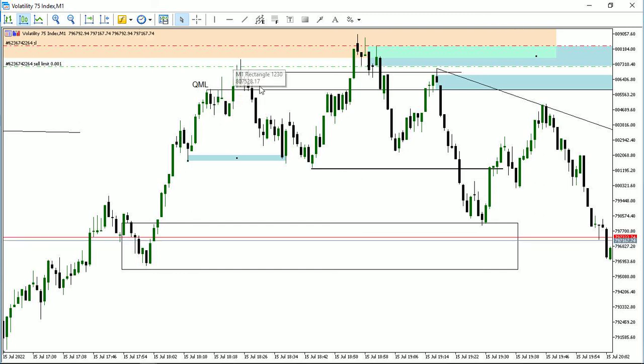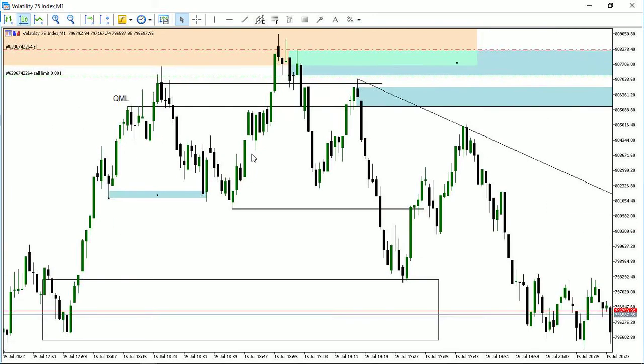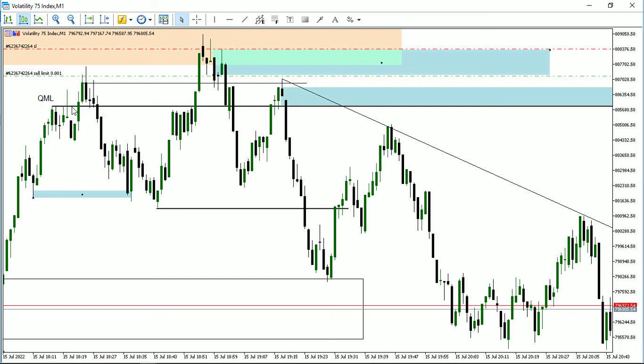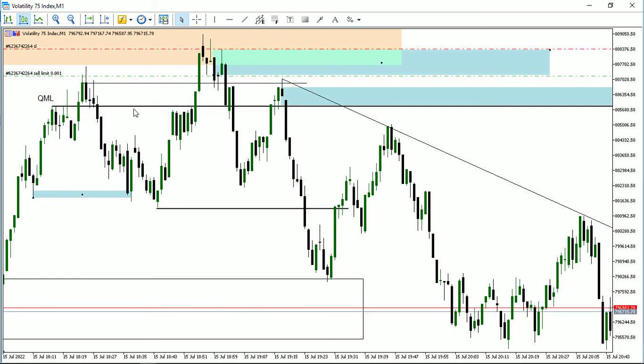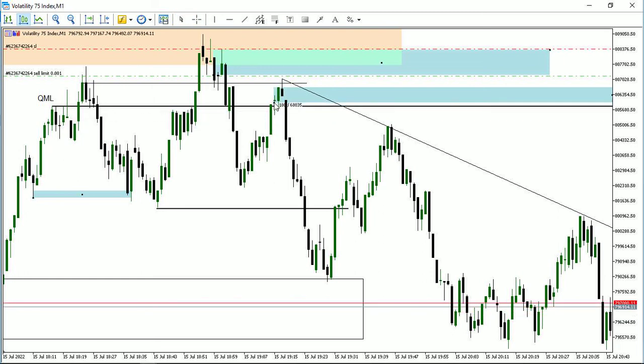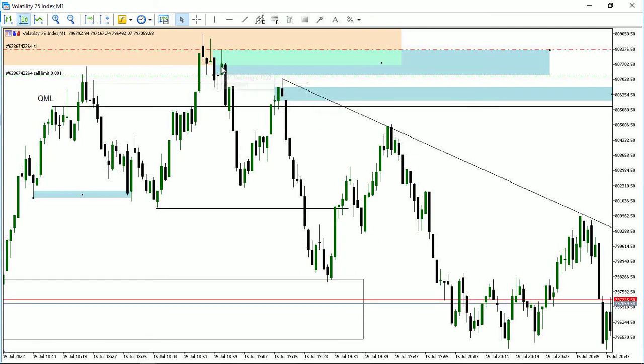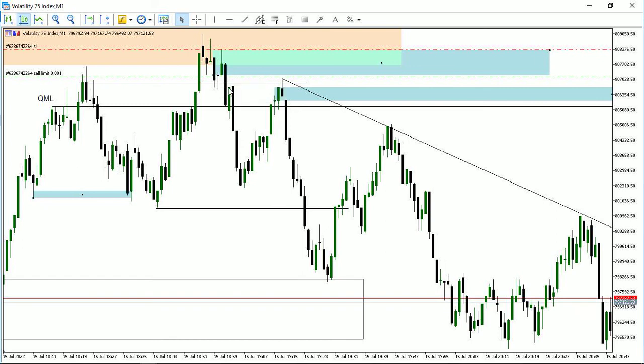We have higher high, higher low, higher high, higher low, higher high. We have the break of market structure right here, and this was broken with this low. So right here we have significant support and resistance, an area that's been tested multiple times, and on top of that we have our supply zone right there.